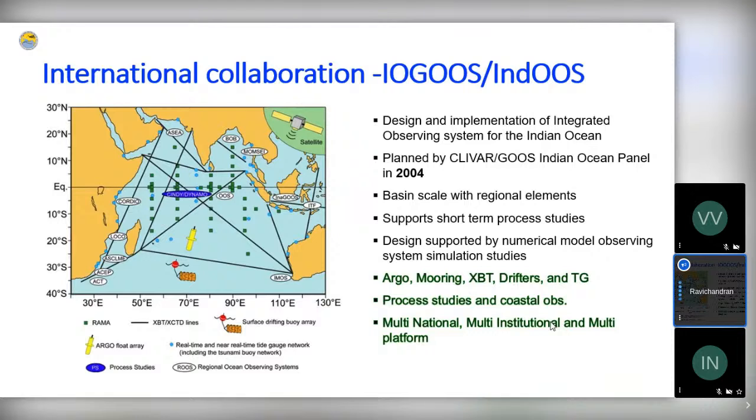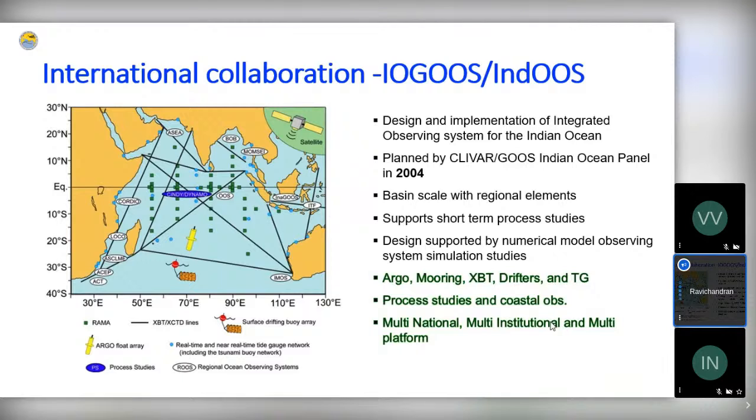And finally, at the end of this Argo GOOS meeting, they planned, since the Indian Ocean is very much underobserved, that we need a design and some integrated observing system. So it was planned, under the umbrella of Argo GOOS and CLIVAR, that they would establish the Indian Ocean Panel in 2004. And that panel designed the system: what we need in the Indian Ocean, what important sustained observations we require, and where we need these observations. All these things were planned, and accordingly, the five important platforms: Argo, Mooring, XBT, Drifters, and Tide Gauge. These five components, where we need to have observations and what parameters, and other things were designed.